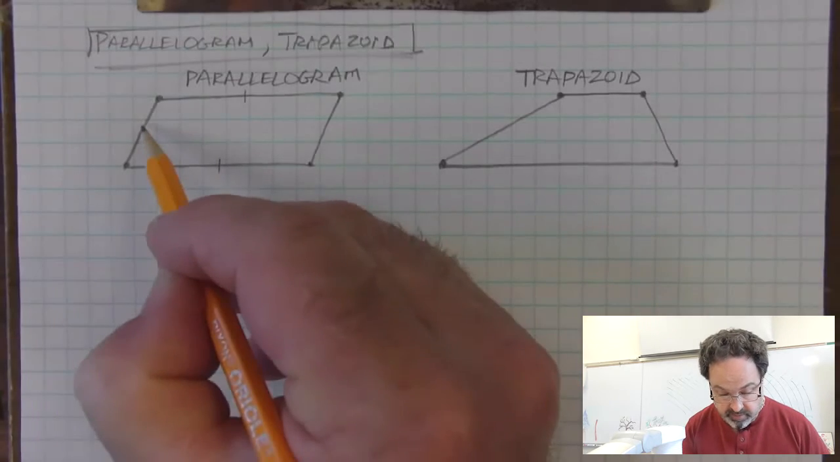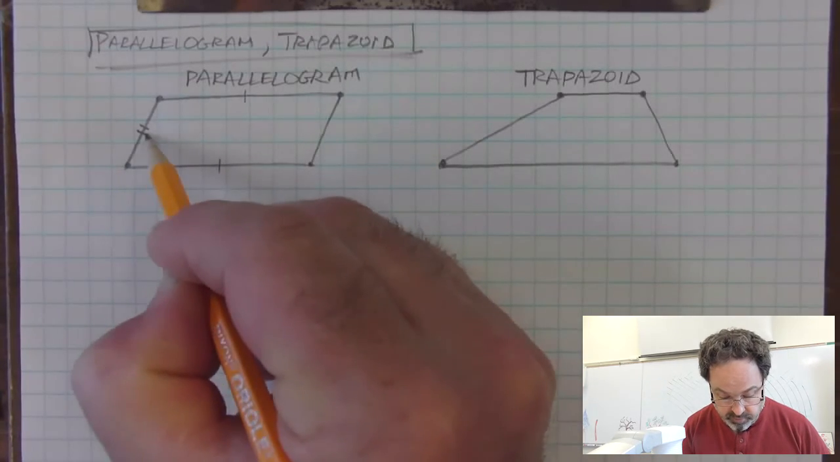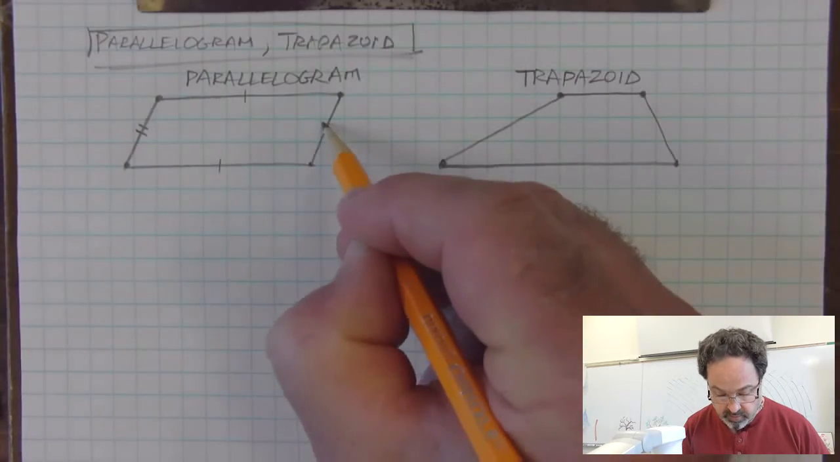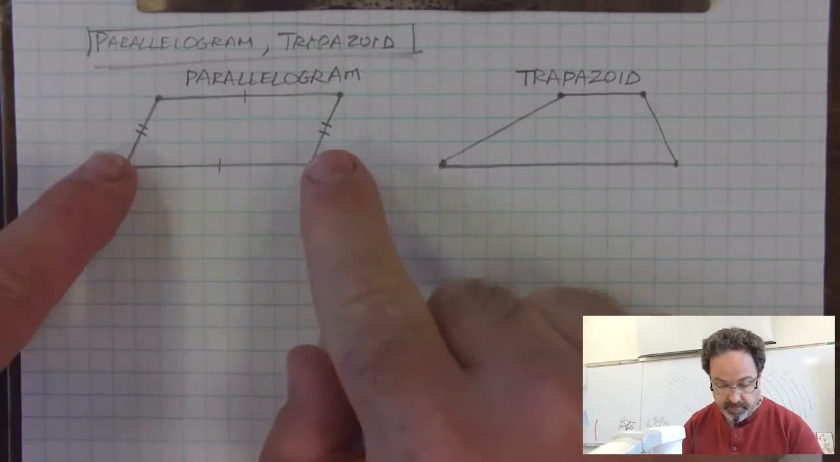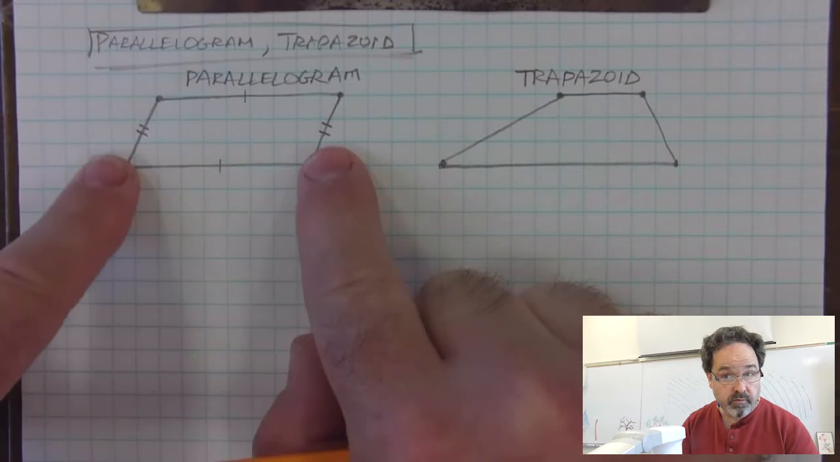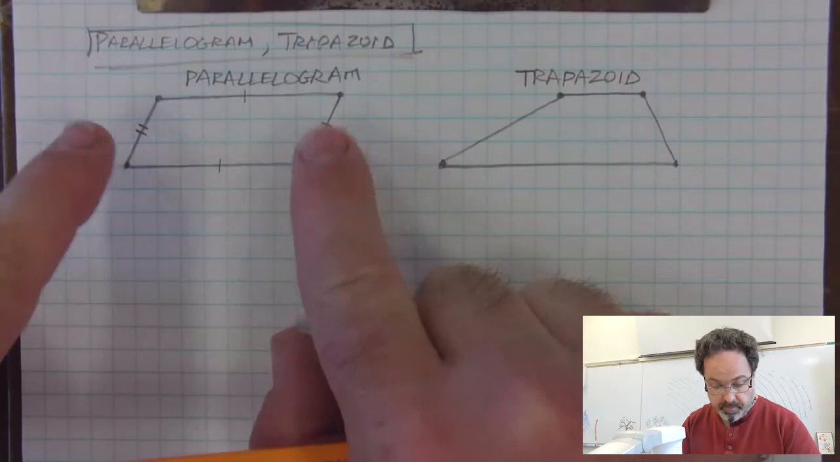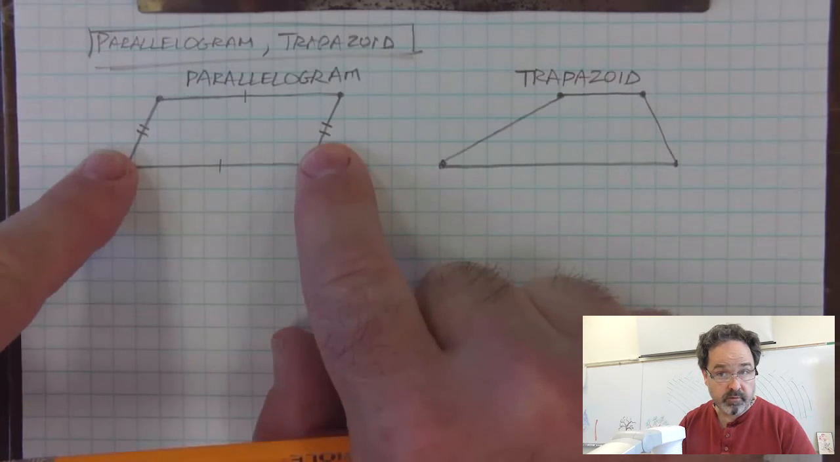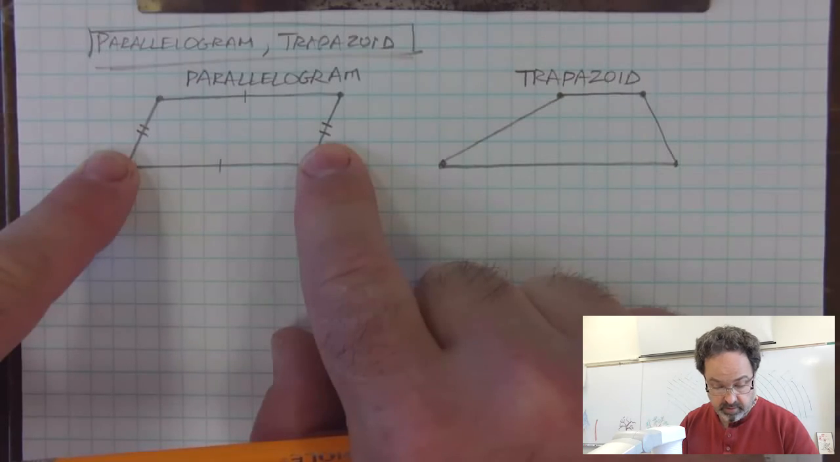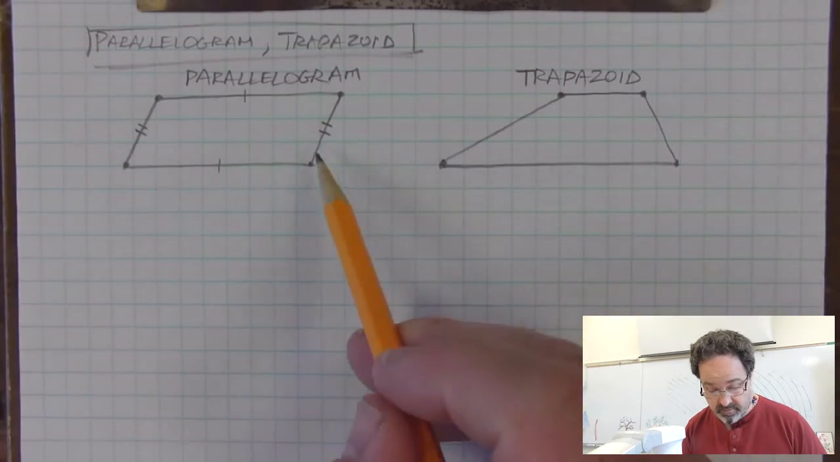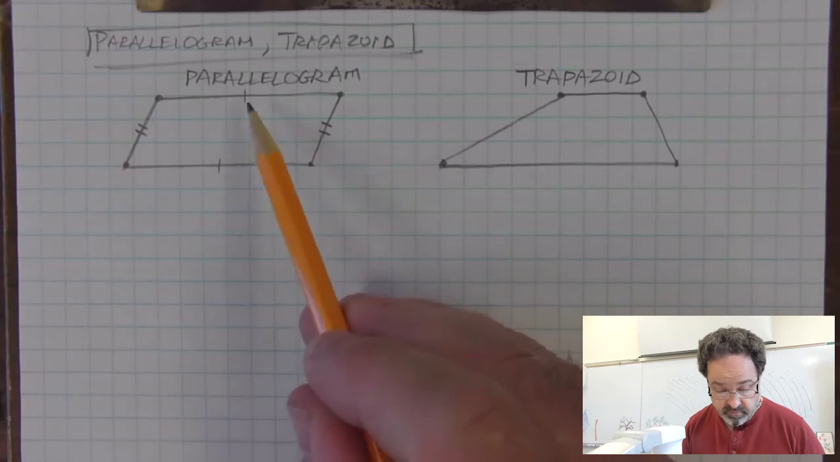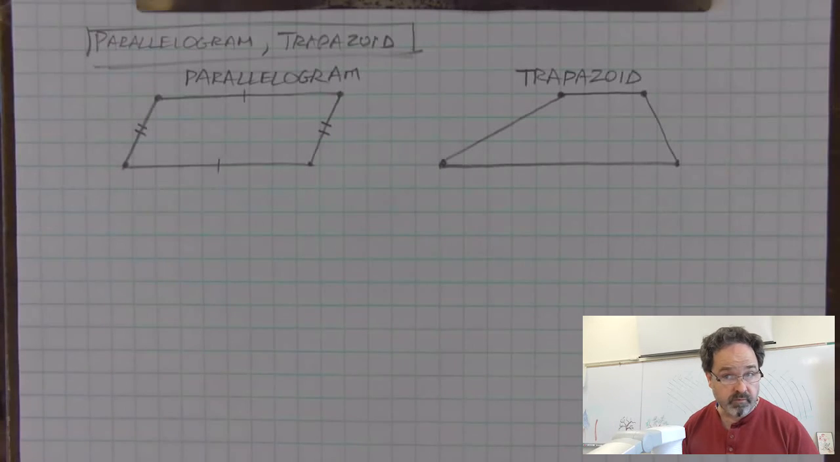I could use the same idea, but I'm going to put 2 tick marks on this side and 2 tick marks on this side. That's notation to say that those two sides, no matter what their measure, have equal measure to each other. Now the side with 2 tick marks does not have an equal measure to the side with 1 tick mark because there's a different number of tick marks. A parallelogram has this property that there are 2 pairs of equal sides.